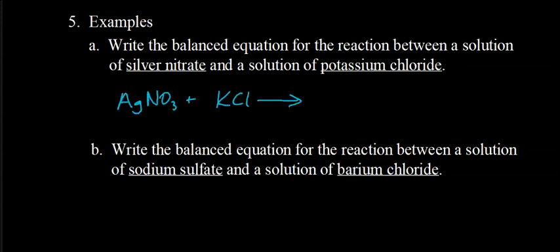Now, something to be careful of that students will sometimes try is they'll use the activity series to predict if a double replacement reaction will occur or not. And we don't do that. The activity series is used only for single replacement reactions. So let's take a look at what happens.